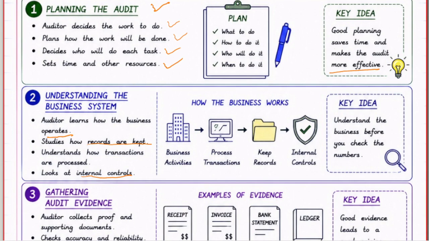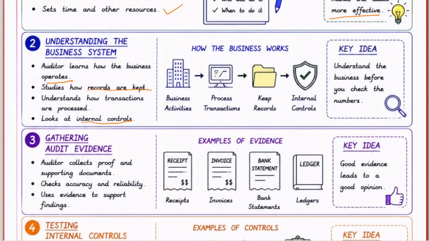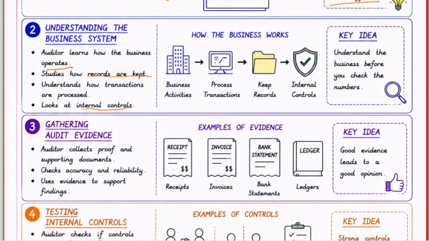Okay, so phase 3 is gathering audit evidence. Gathering what? Audit evidence. Auditor collects proof and supporting documents, check accuracy and reliability, uses evidence to support findings. Examples of evidence: received invoice, bank statements, ledgers, all of this. And this is like checking the records. That's stage 5. Okay, stage 5 of the chronology.